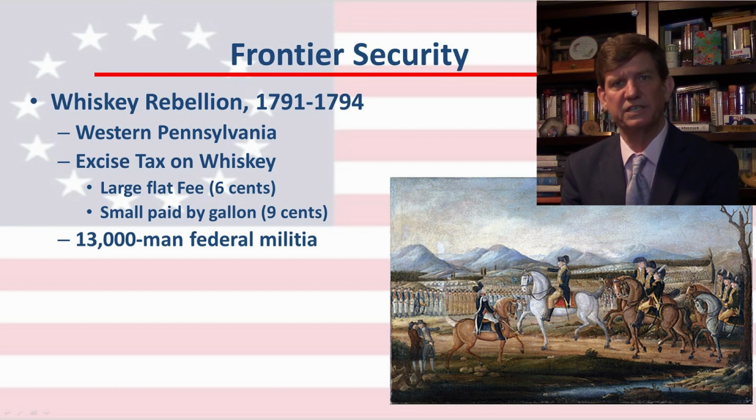So George Washington, who led the rebel forces, and part of the mythology around those rebels as they were fighting for lower taxes, here was George Washington leading 13,000 men marching out into western Pennsylvania, telling the farmers of western Pennsylvania, pay your taxes or face the federal army.